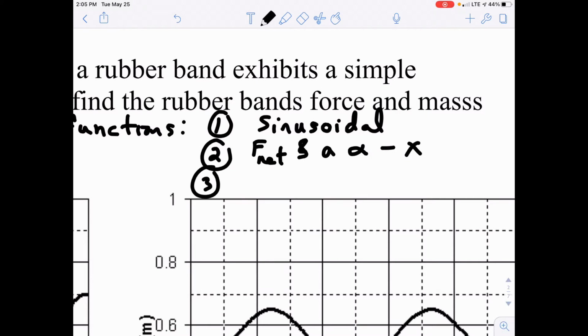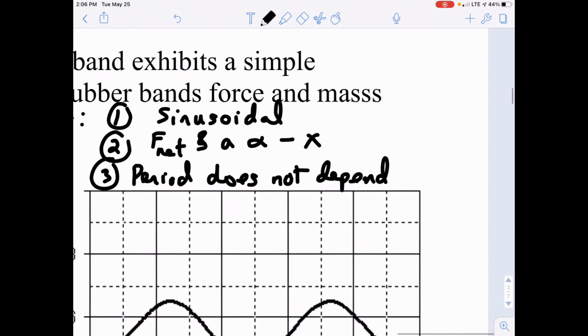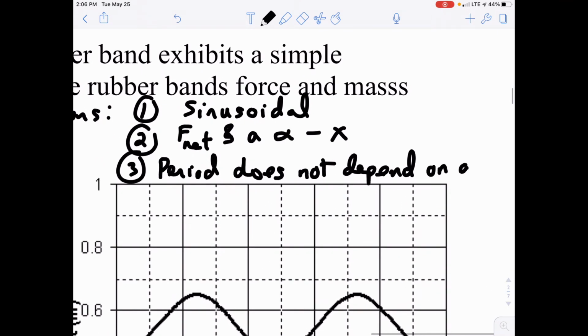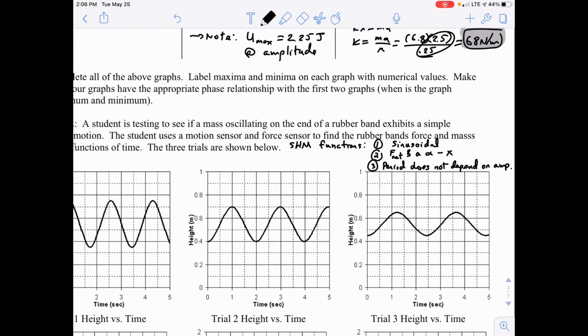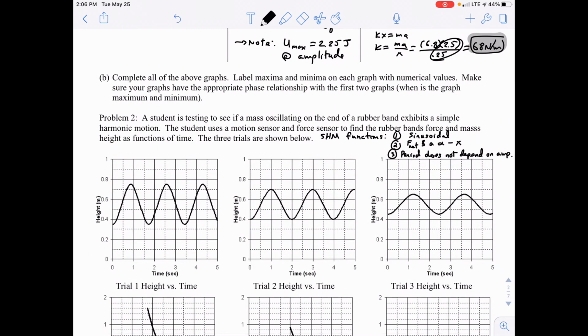3, period does not depend on the amplitude. Meaning if you pull it back farther and stretch it, it's not necessarily going to oscillate for longer. The period is not related to how far it's pulled back from equilibrium.